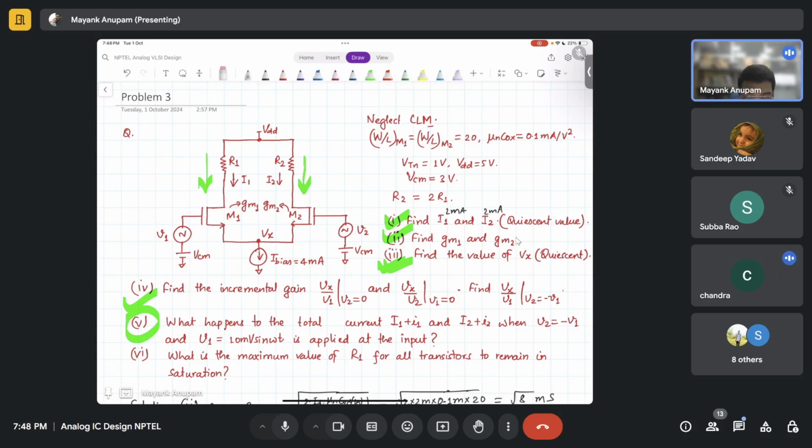Once you learn, the diff amp is something which you need to learn at least. So that's why I said, once you finish the differential amplifier, at the end of the course I will post a question like that in the discussion forum. Try to solve it.